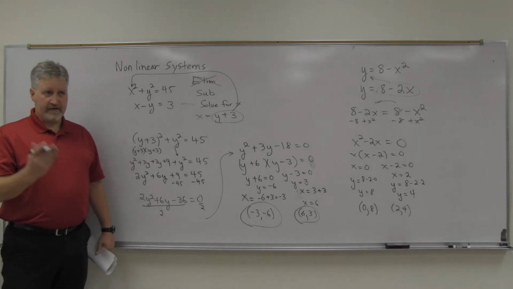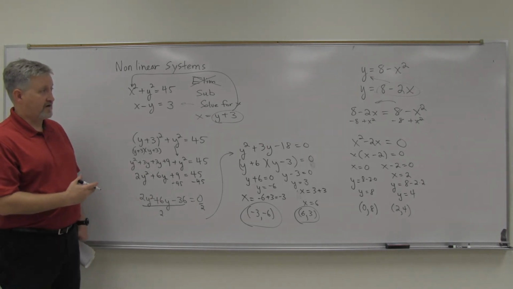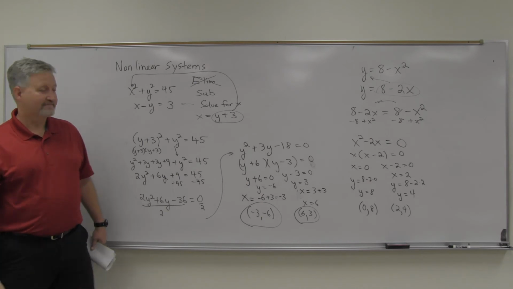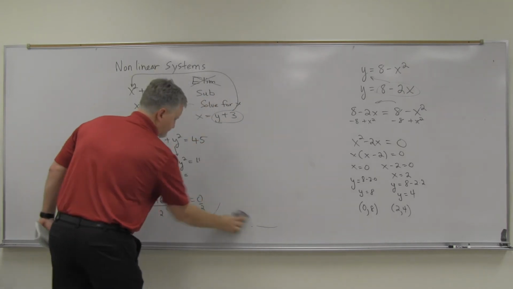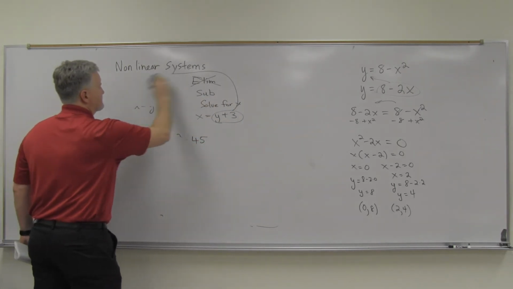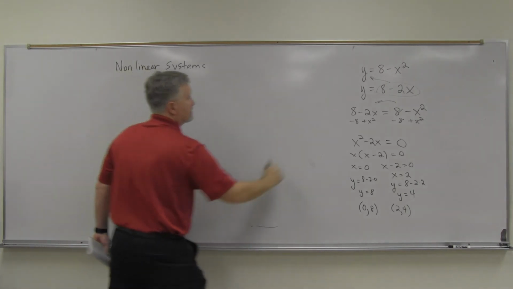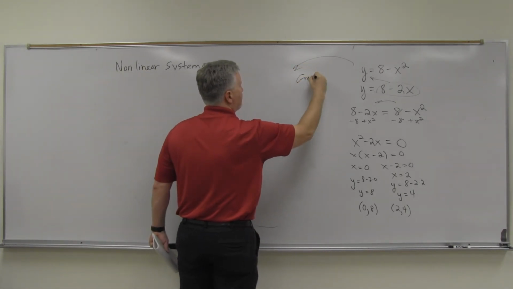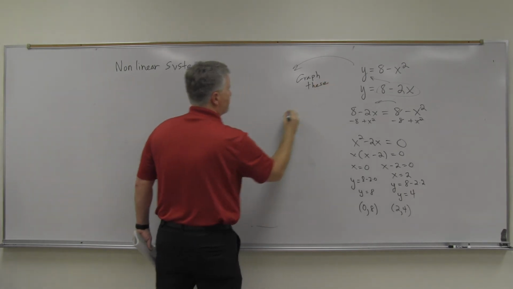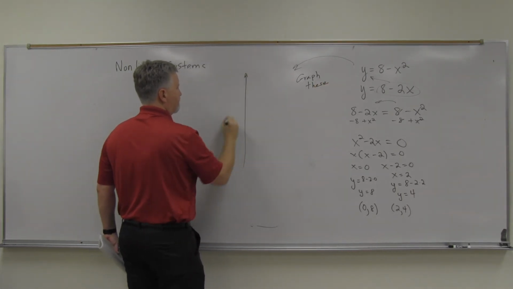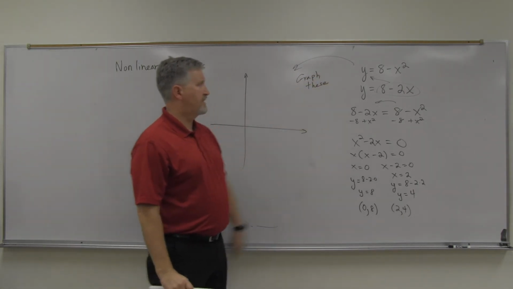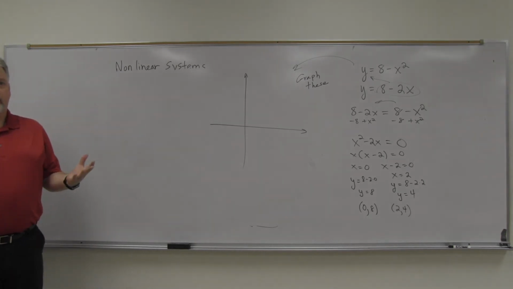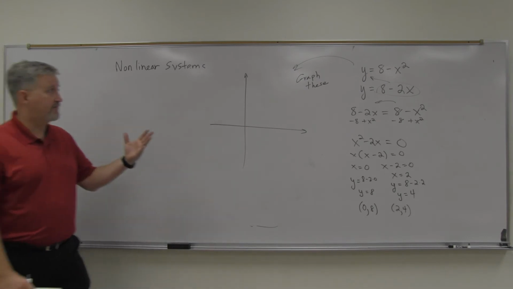Now, the reason I bring this one up is to talk about why there are two solutions here. Well, if we look at the graph of these equations, see if we can figure this out. What is that top equation? Y equals 8 minus x squared. So second degree quadratic equation. What shape do those have? Parabola. So I got a parabola here.